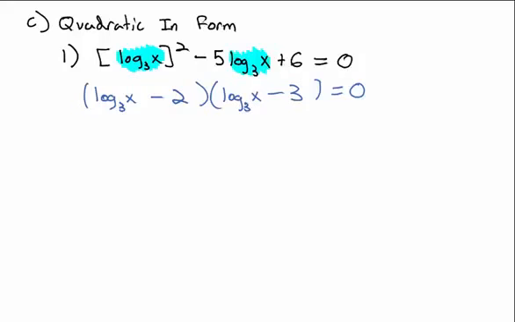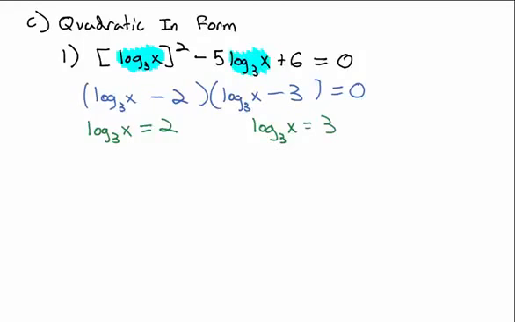So now all we have to do is set each factor equal to 0. In the first factor, we add 2 to get log base 3 of x equals 2. In the second factor, we add 3 to get log base 3 of x equals 3.